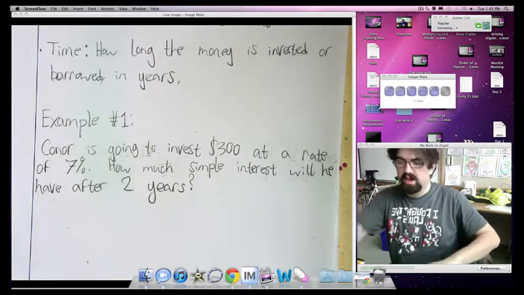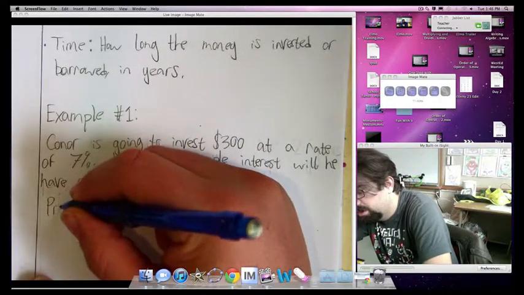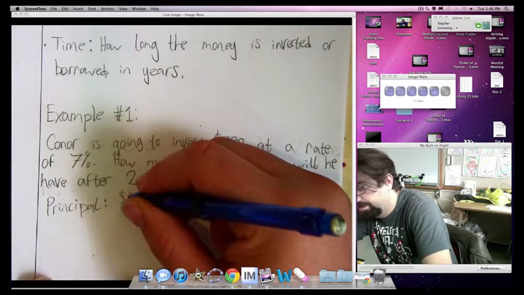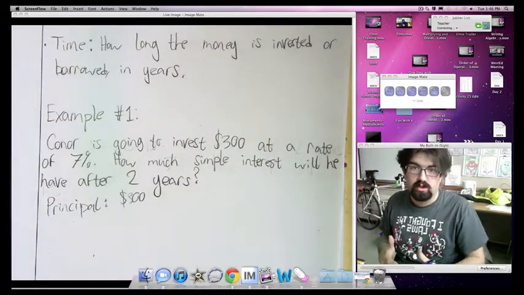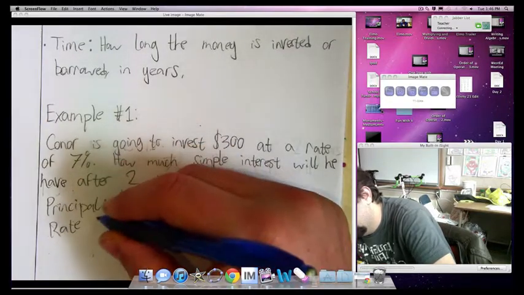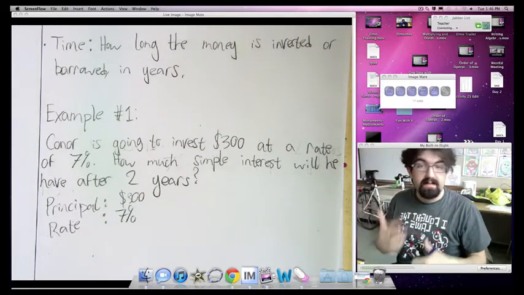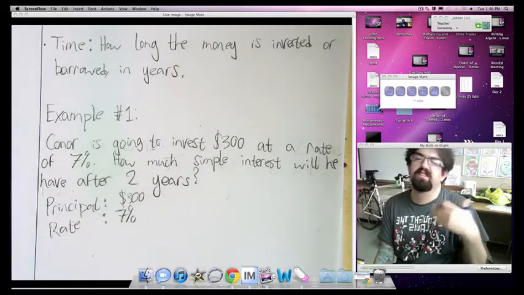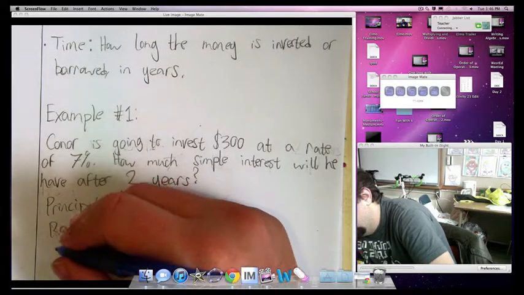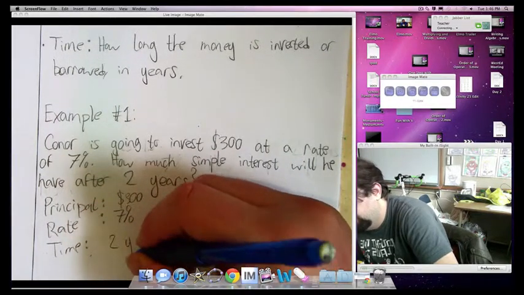So the first thing I would do is write down clearly what it is. The principal is the $300. That's how much money you're going to put in the bank. The rate is 7%. So that's the percent you're going to be investing, or that's the rate that it's going to be increasing by. And then time, which is 2 years.